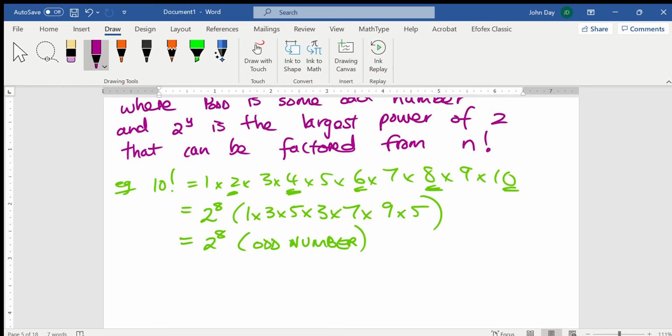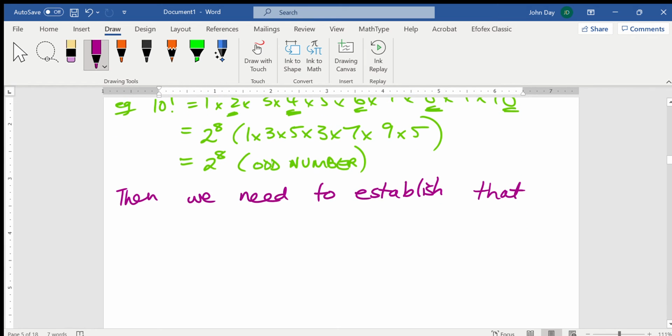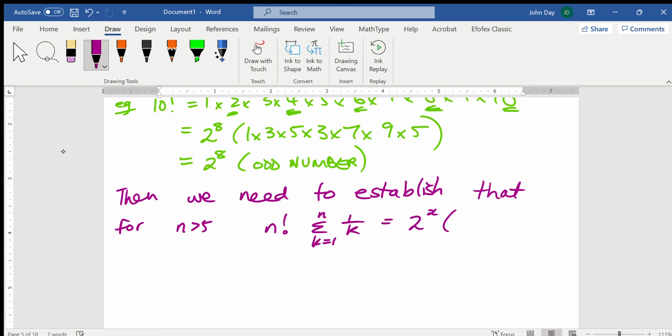Then what have we got to do? We need to establish the other part of it, which is that for n bigger than 5, n factorial times the sum from k equals 1 to n of 1 on k is equal to 2 to the x times, and I'll call it q, some odd number q.